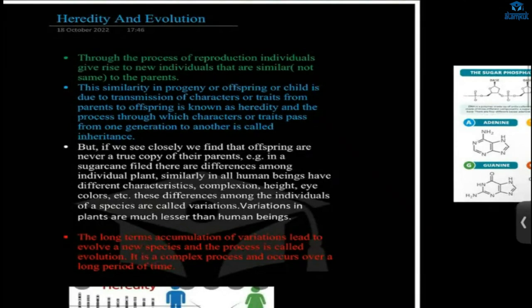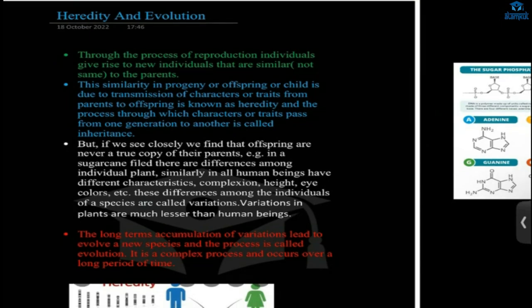Okay. So heredity and evolution. The characters from our parents, grandparents, right? It passes from one generation to next generation, right? So that is called heredity. And the process, right, it is called inheritance. The process by which the characters are passed from one generation to next generation, it is called inheritance.